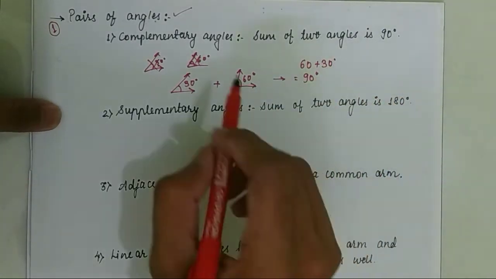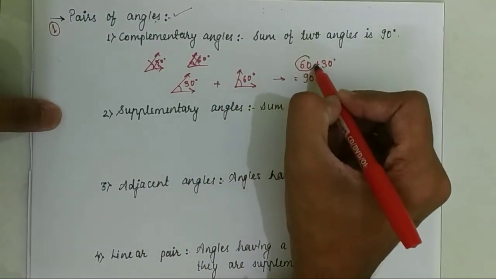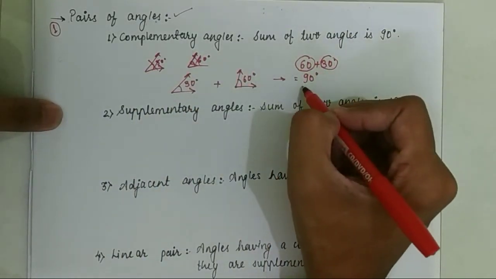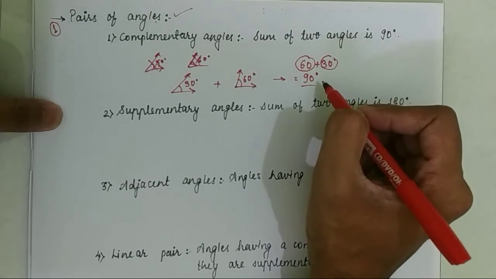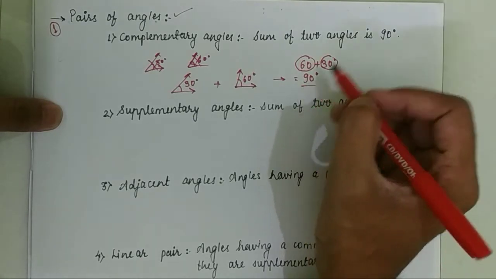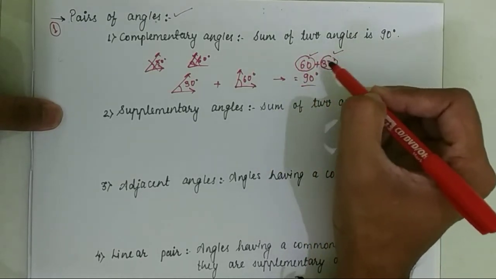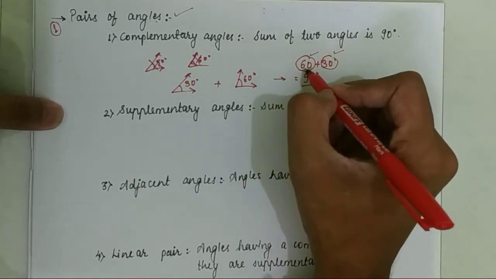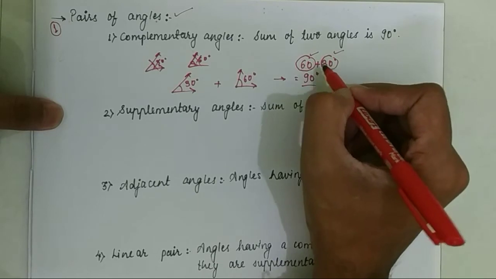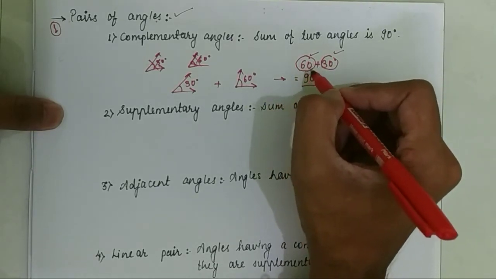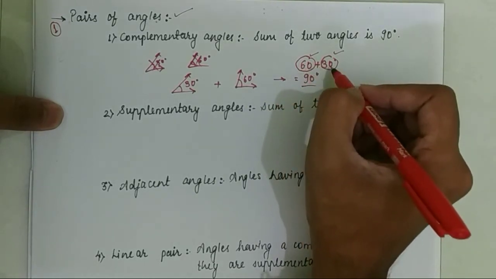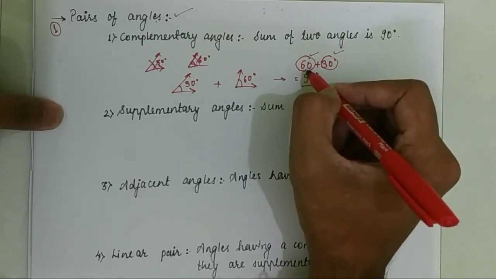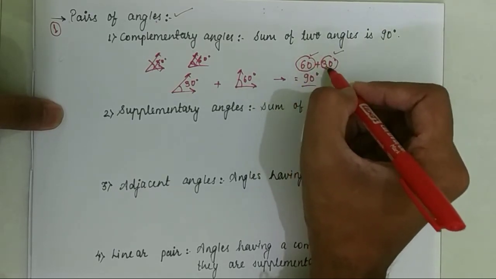Okay, so these two angles will be called complementary angles because their sum is giving us 90 degree. So these two angles are called complementary angles and they both are complement of each other. Means 60 is complement of 30, 30 is complement of 60. So whenever someone asks you what is the complementary of 30, then 60 will be complement of 30 and 30 will be complement of 60.